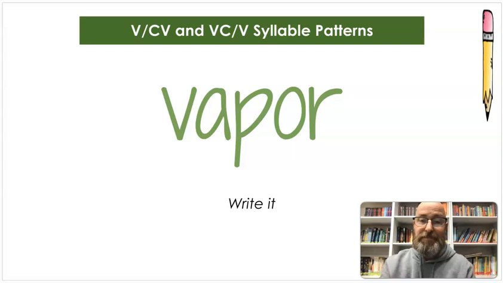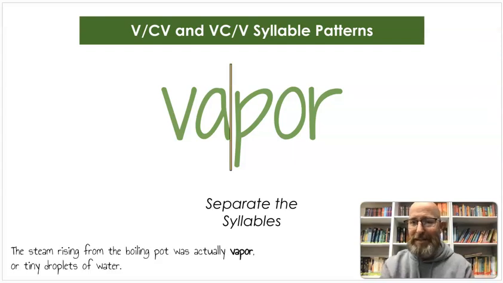V-A-P-O-R. I gave you the answer again. Put it after the A. That's right. Va-por. Open syllable. It has that long vowel sound. The steam rising from the boiling pot was actually vapor, or tiny droplets of water.